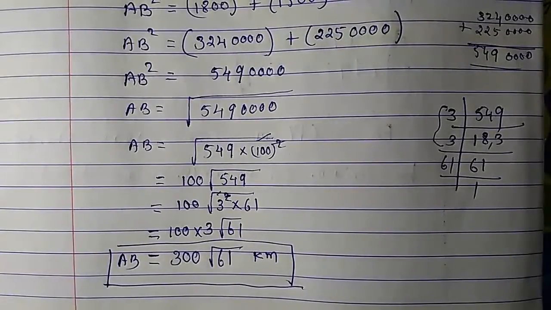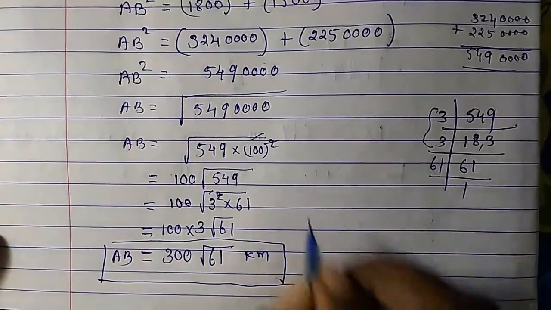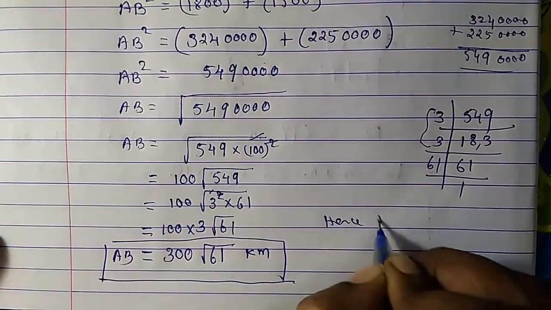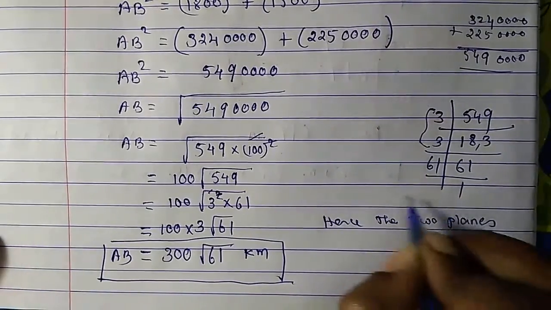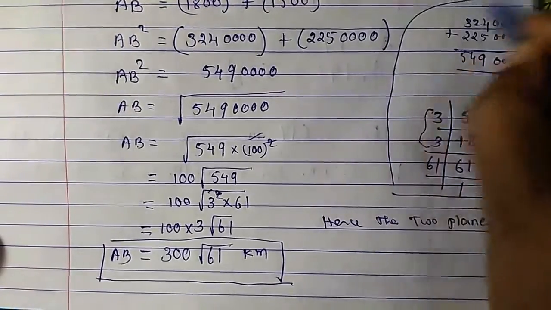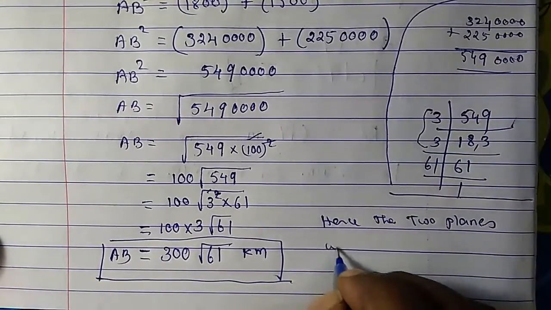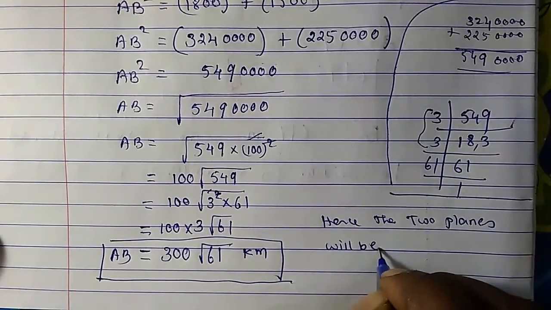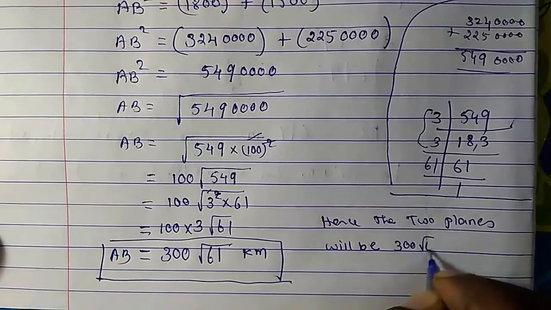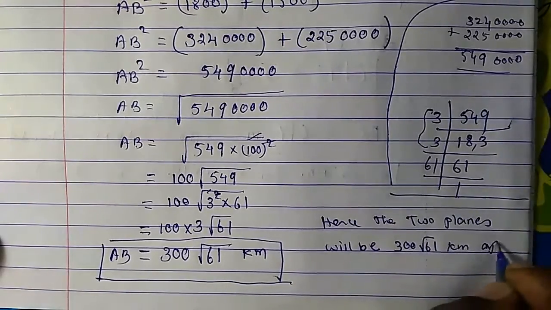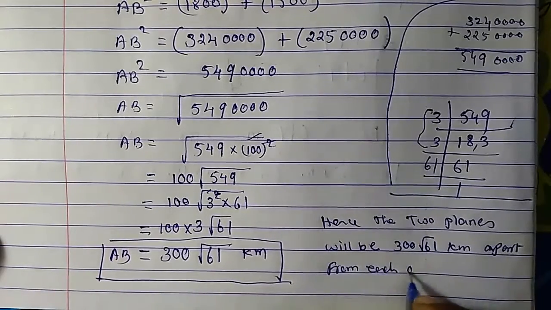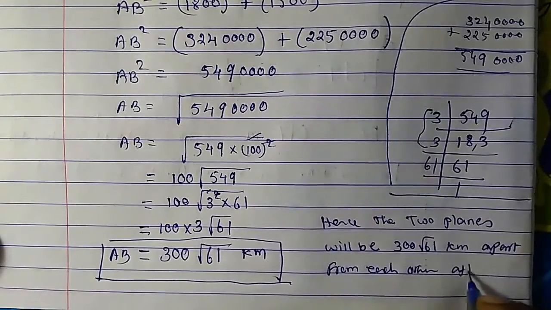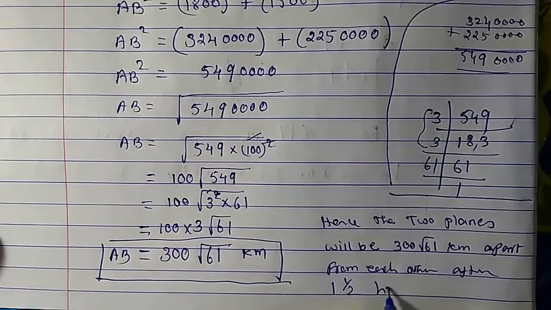So you can write down, hence, the two planes will be 300 root 61 kilometer apart from each other after 1.5 hours.